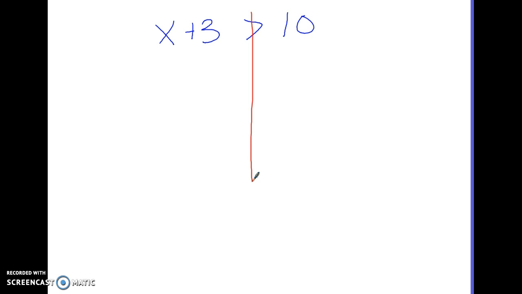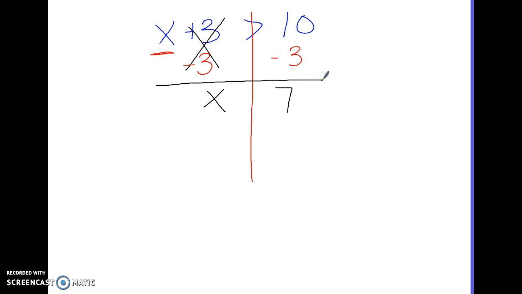In order to get x by itself, we need to make a 0 pair. To make a 0 pair with a positive 3, we will subtract, or put 3 negatives, on both sides. 3 positives and 3 negatives make a 0 pair. On this side, I'm left with x, and on this side, I'm left with 10 minus 3, which is 7. My symbol is going to stay the same, so I have x is greater than 7.